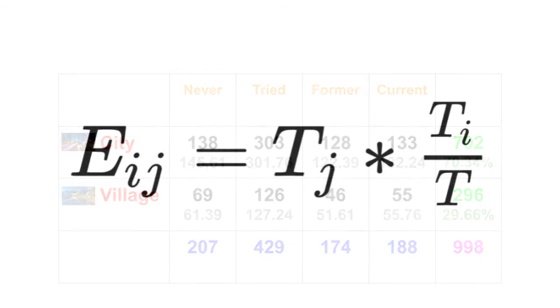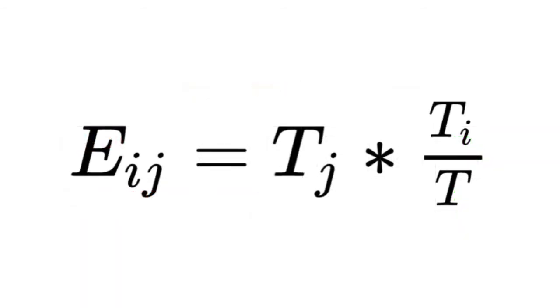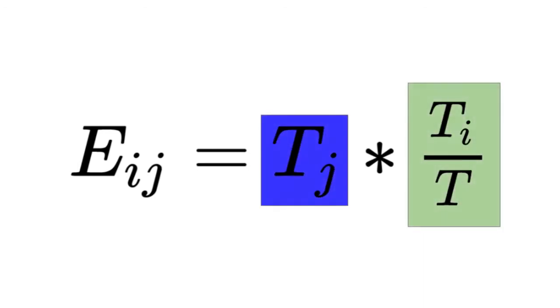Now, if we want to be a bit more exact, here is the precise formula for how this is calculated. To calculate the expected value for the row I and the column J, we take Tj, which is the sum of a column, and then we multiply it by the ratio between the sum of a row and the total sum. This is the percentage we have talked about.